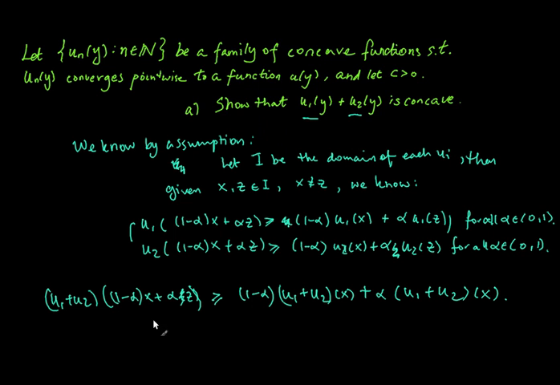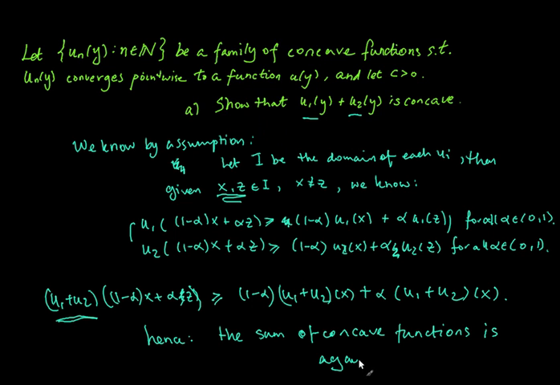So now you can see that u1 plus u2 is a function that satisfies the definition of concavity, since we have just chosen x and z arbitrarily. And what we conclude from this is, hence, the sum of concave functions is again concave. And that's a good thing to remember, because we might use that in some later proof. Sum of concave functions is again concave.